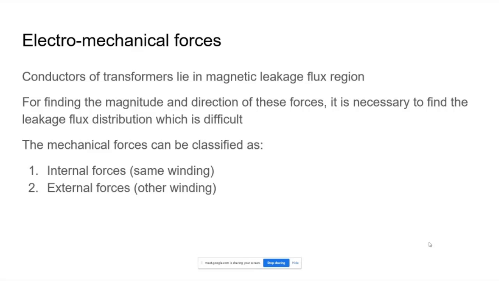conductors of transformers, meaning the windings, lie in the magnetic leakage flux region. Do you understand this statement? Conductors of transformers lie in magnetic leakage flux region. Where is this leakage flux region in a transformer?